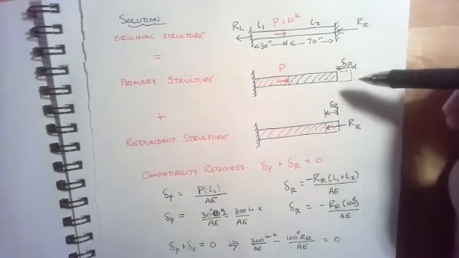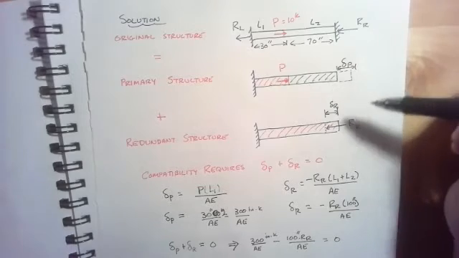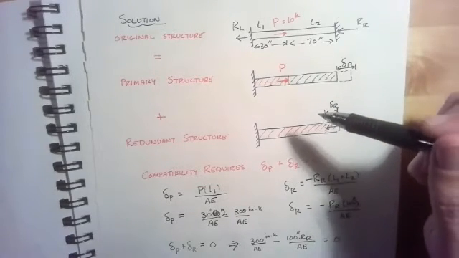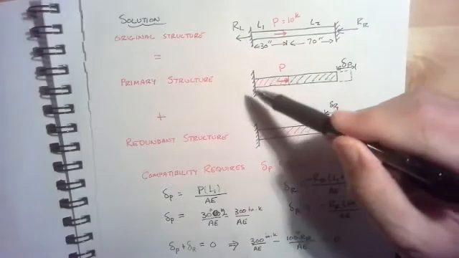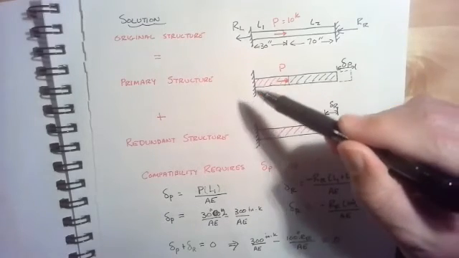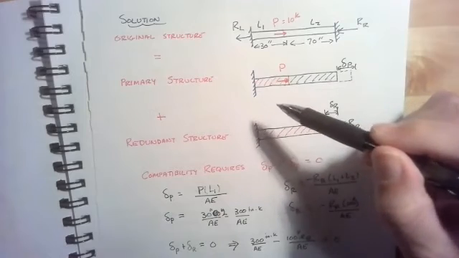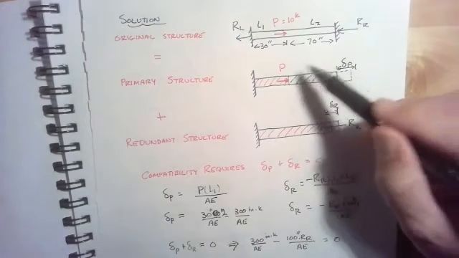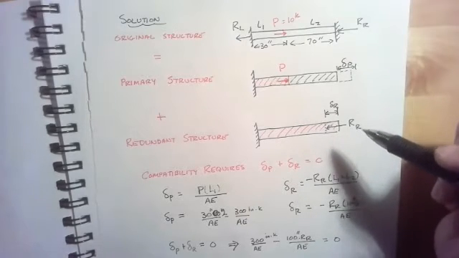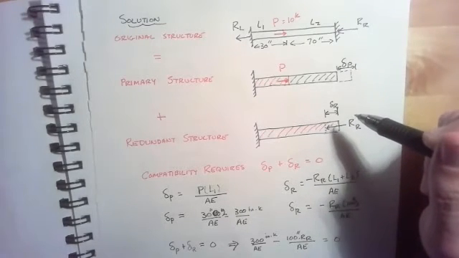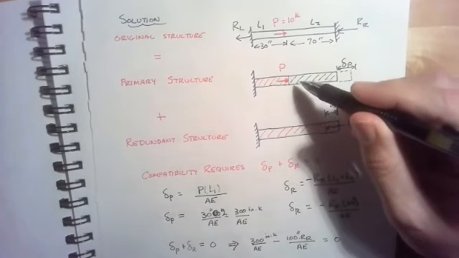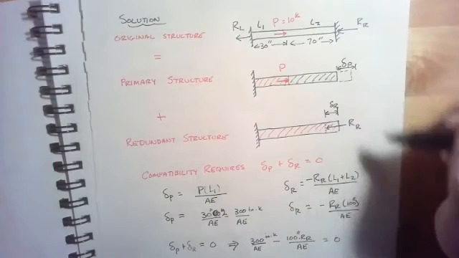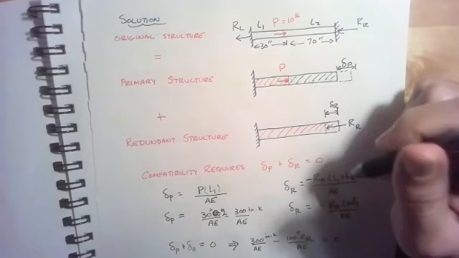And we're going to take the right reaction as the redundant, which means we're going to pull it off. We're going to let the structure deform. And you can see that only the red shaded area in the primary structure is carrying any axial force, and that axial force is actually P. This green shaded region out here is not carrying any axial force. So that part of the beam is going to just go along for the ride as the beam extends outward, as it deforms outward.